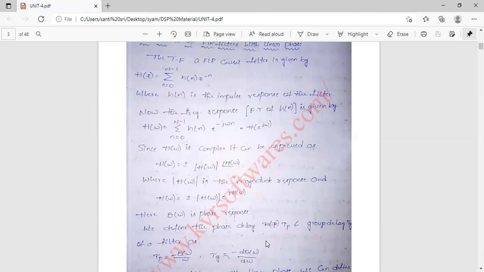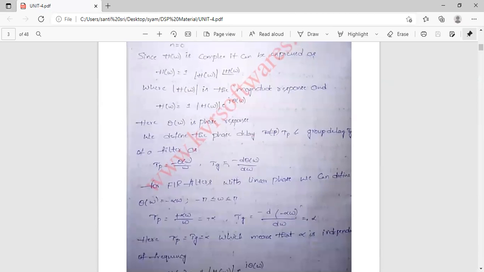We define the phase delay tau p and group delay tau g of a filter as tau p equal to minus theta of omega by omega, where tau p is the phase delay and tau g is the group delay. So tau g is equal to minus d by d omega of theta of omega. For FIR filters with linear phase, we can define theta of omega as minus alpha into omega, where minus pi is less than omega is less than pi.